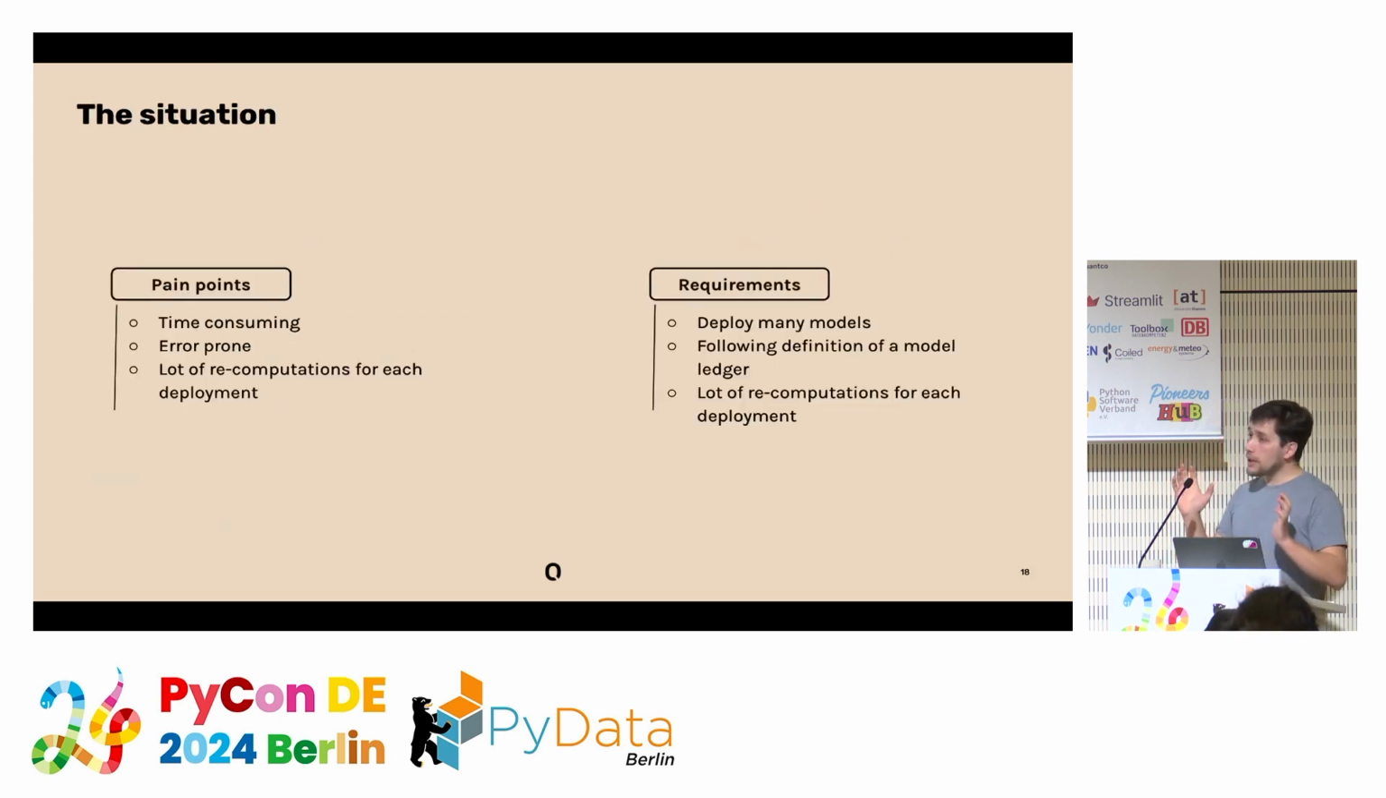Now, the situation usually, as I said, in our context, we have some pain points, and probably you also have them. The process is usually very time consuming and error prone. There is a lot of recomputation happening for each deployment, and a lot of this can be solved by trying to automate or to work ahead of the deployment point in time. And as I said early on, this very simple Python service is not cutting it, because we want many models, all together.